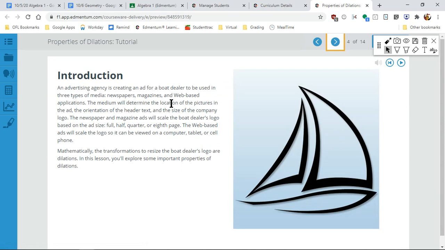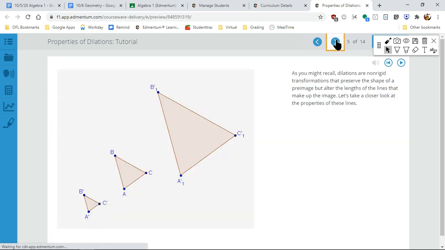We're going to be talking about this advertising agency that's going to make the logo bigger or smaller depending on what page it's on, or how much of the page they want it to take up. So here's an example of what I was talking about, dilation. In this one, we can probably assume that the center of dilation is over here. It's getting either closer to this point or further away from the point. This is our actual triangle, and this is probably twice as far away. This is probably half. It just makes it bigger or smaller.